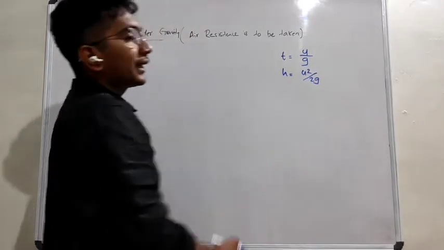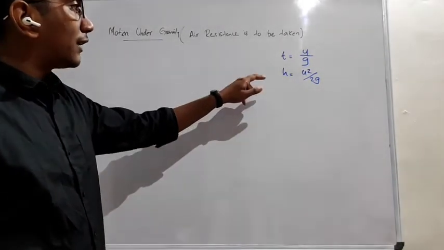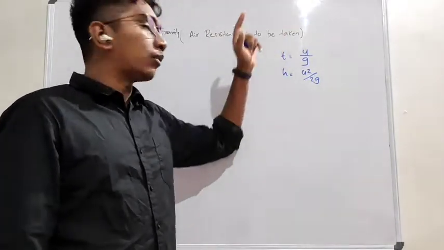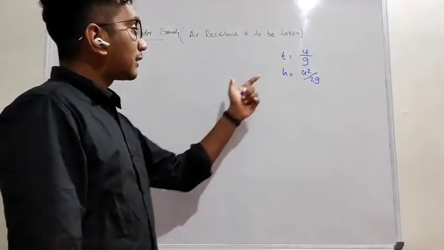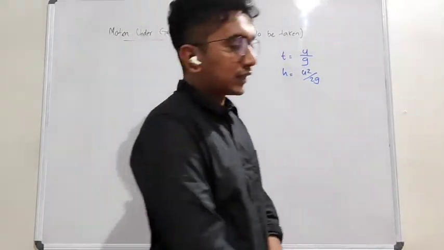One thing is very clear, that here t is equal to u by g, the time of ascent is equal to the time of descent. That we have seen in the previous video also. And the height covered in the upward direction will be equal to the height covered in the downward direction.